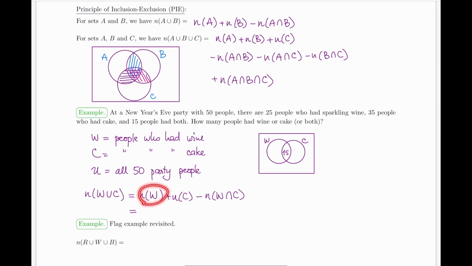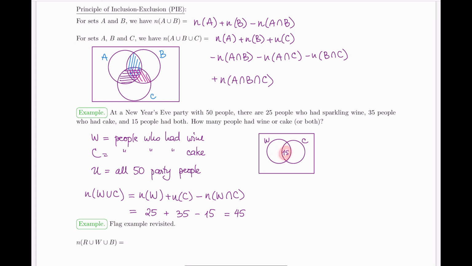The number of people who had wine is 25. The number of people who had cake is 35. And the number of people who had both is 15. So putting that all together, I'm going to have 45 people who had wine or cake or both. If you would like to double check that with the Venn diagram, we can go through and fill in the rest of the numbers now, just to support our justification in a different way.